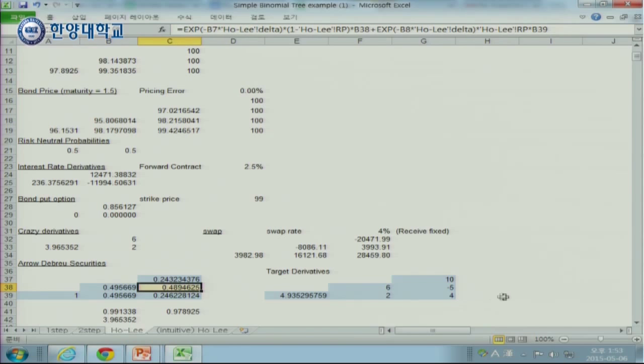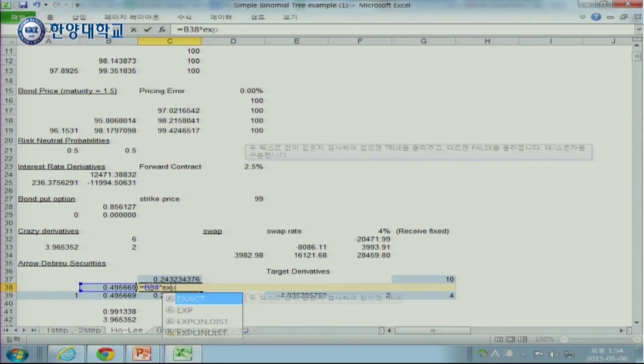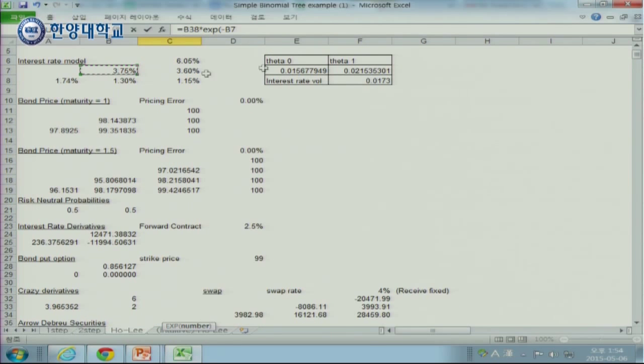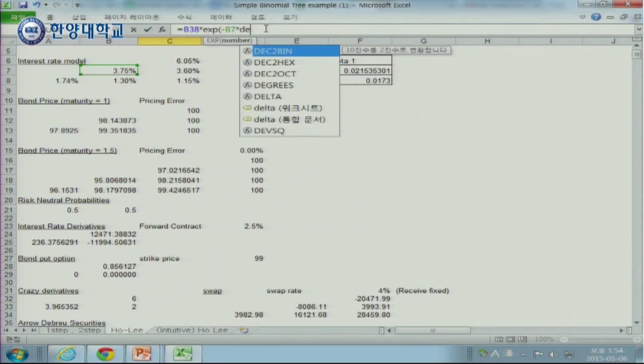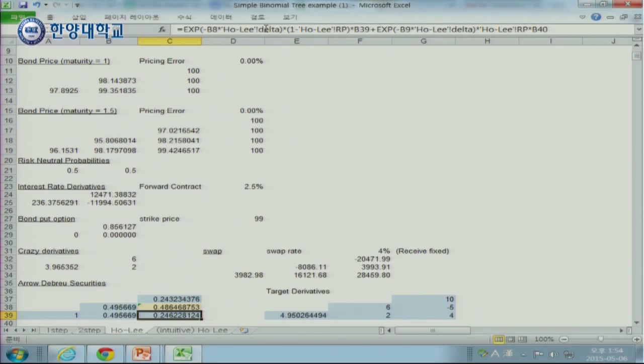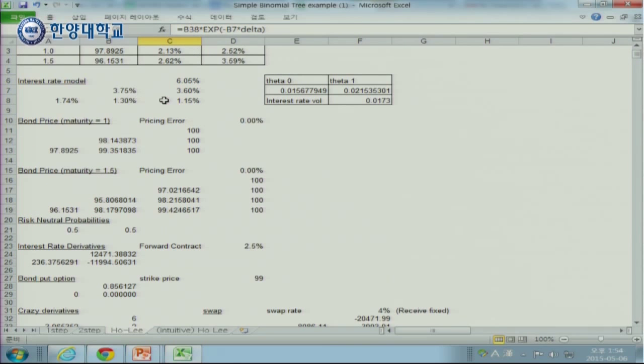Okay, actually, let me start from this one. For this one, what we can do is, now it can move from here to here or here to here. So first, we can do this one multiplied by exp of minus, now interest rate at this point is particularly this one, multiplied by delta. Then we have P7, P7, P8.